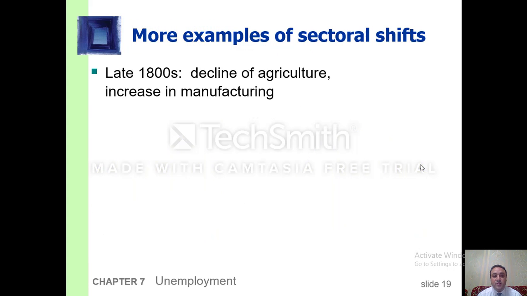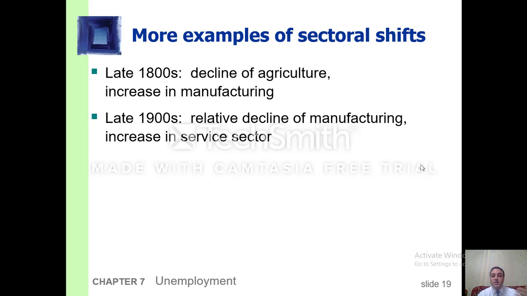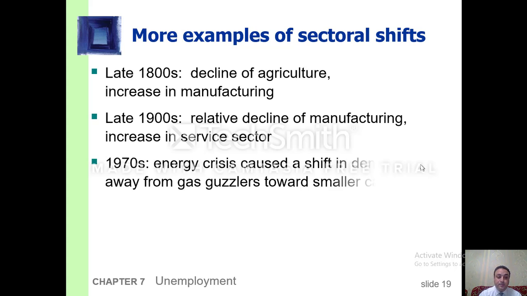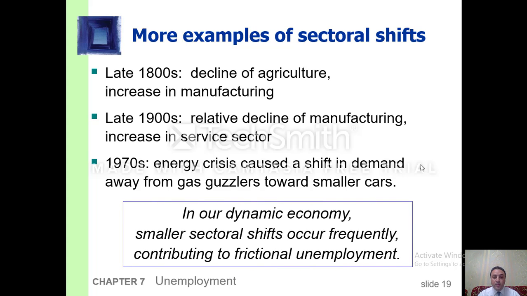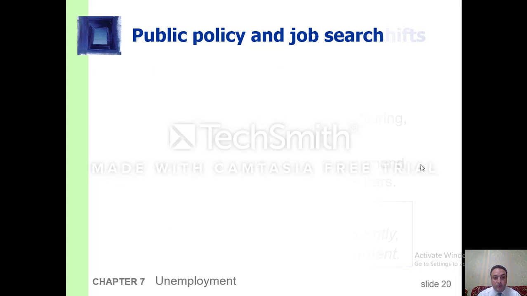More examples of sectoral shifts: in the 19th century there was a decline in agriculture and an increase in manufacturing. Then in the 20th century, there was a relative decline in manufacturing and an increase in the service sector. And in the 70s of the 20th century, the energy crisis caused a shift in demand away from gas guzzlers toward smaller cars. So in our dynamic economy, smaller sectoral shifts occur frequently, contributing to frictional unemployment.